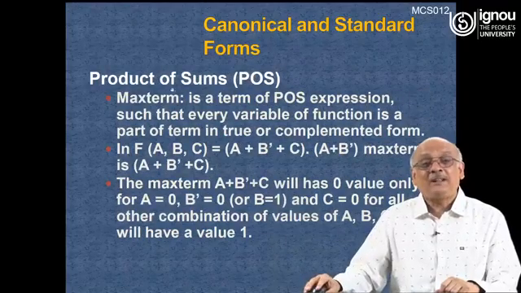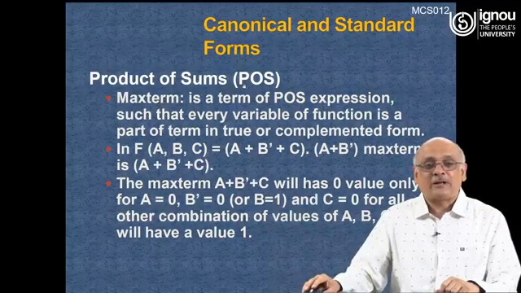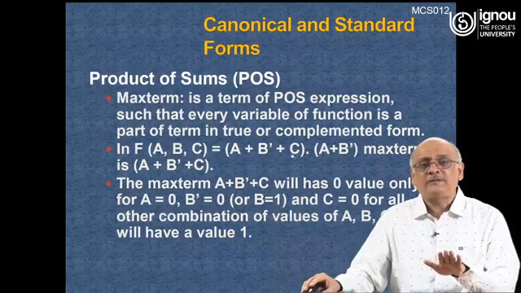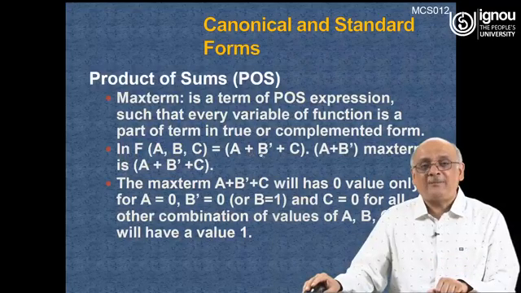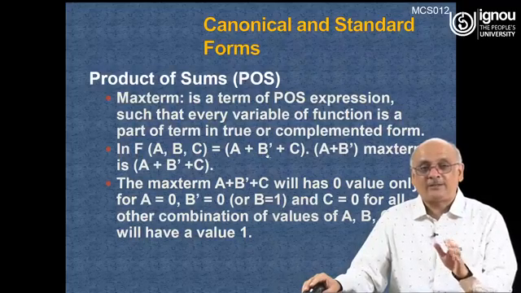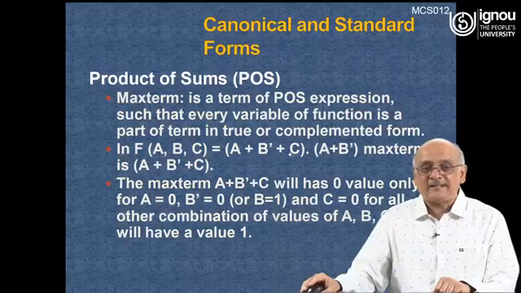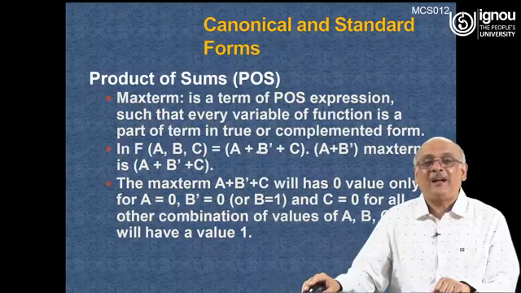Similarly, there is the product of sums form, which is the max term. The max term is once again in a similar fashion, but in the max term everything boils down to 0. This is represented with the help of plus, whereas the min term was with the help of ANDs. This is with the help of OR. This is actually called the conjunction and disjunction, but we don't need to worry about those particular terms. That's why we have kept the terms simple. Now here, if A equals 0 and B dash equals 0 and C equals 0, only then will this have a value 0.